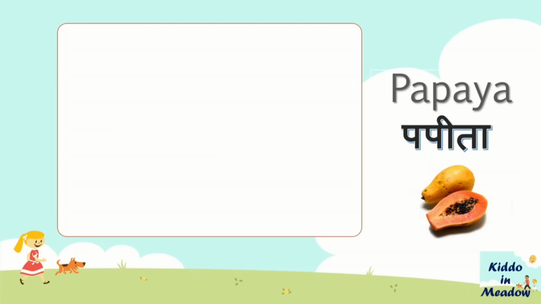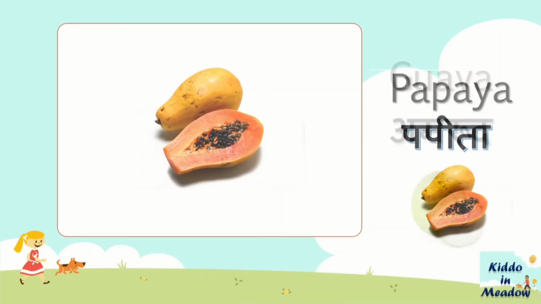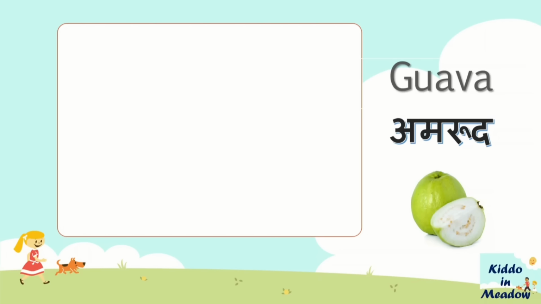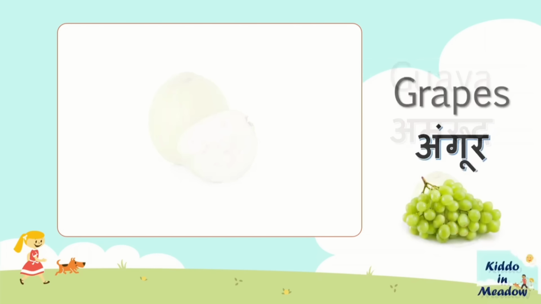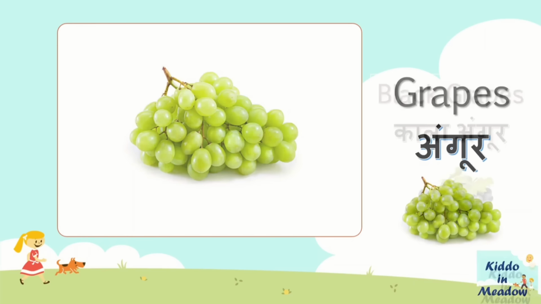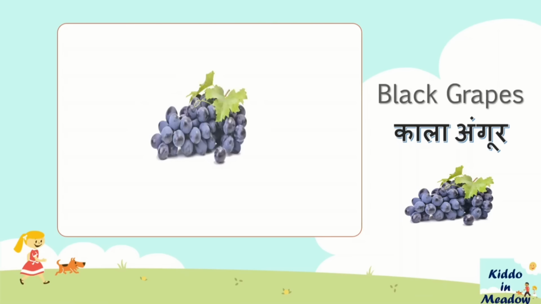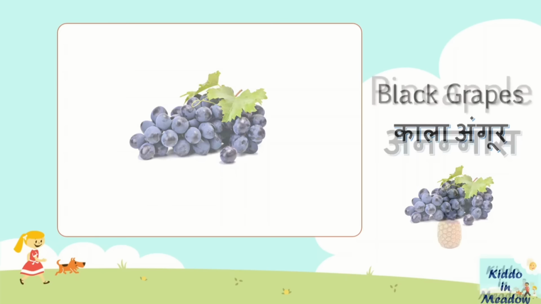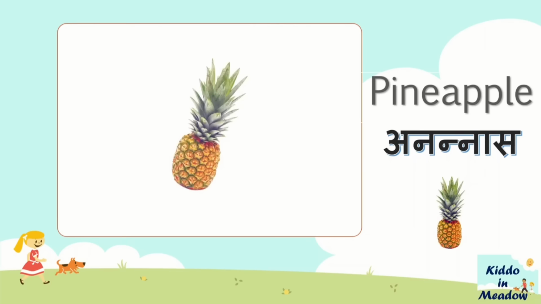This is papaya. In Hindi, papaya means papita. This is guava. In Hindi, guava means amrud. This is grapes. In Hindi, grapes means angur. This is black grapes. In Hindi, black grapes means kala angur. This is pineapple. In Hindi, pineapple means ananas.